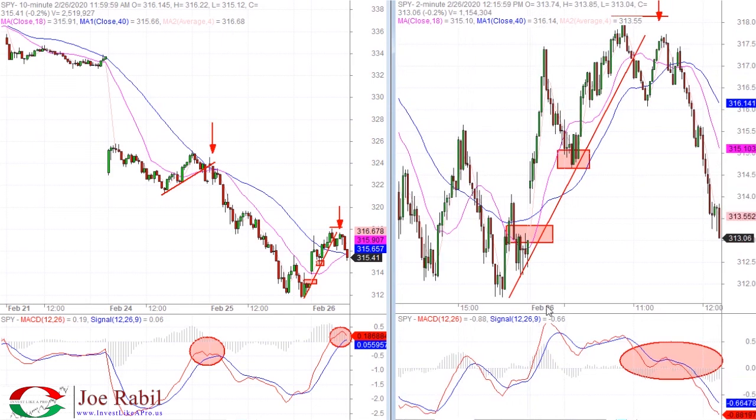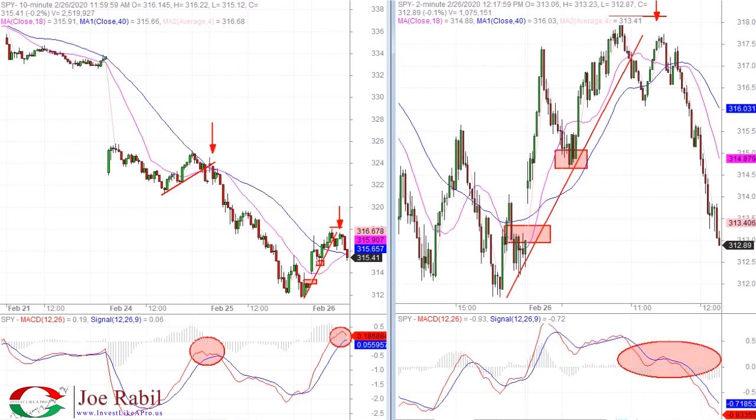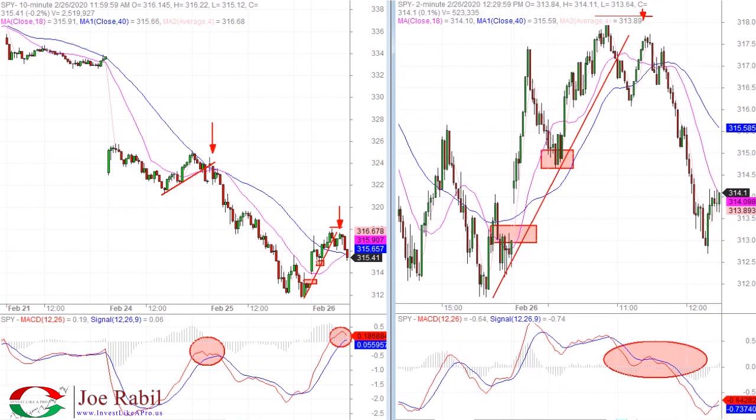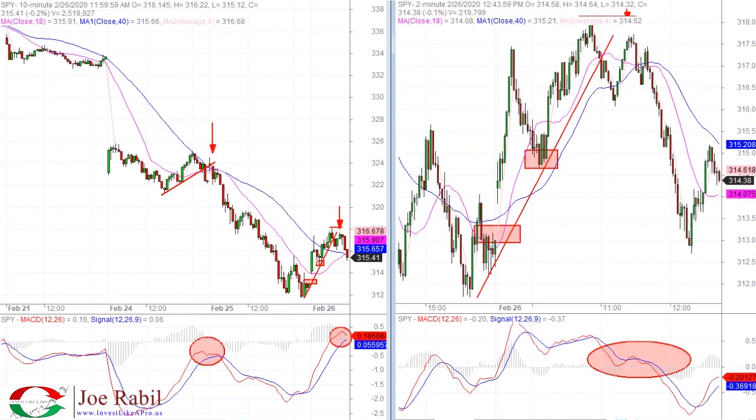And now we fill this gap. So there was a gap fill from a few days ago. I definitely want to be looking to do a little bit more trimming if I haven't already. And a decent rally ensues off of this.